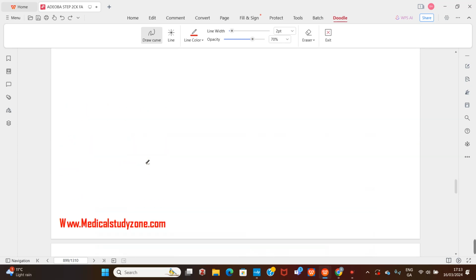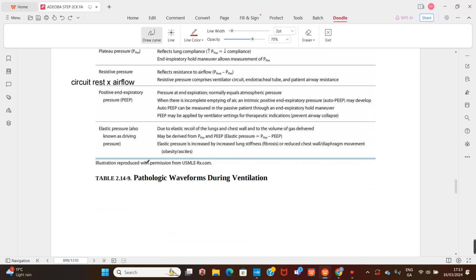But how does the volume of gas also affect compliance? Because I know you mentioned the elastic recoil, in cases of fibrosis, and you mentioned the chest wall, using examples like obesity and ascites. So for the volume of it, let's look at it together.